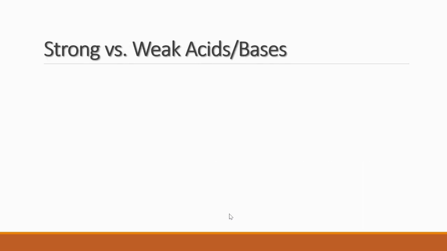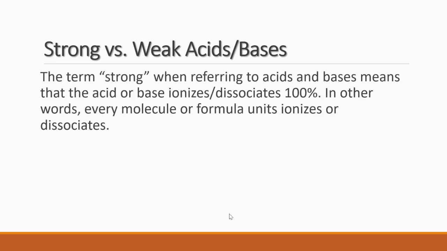So our last concept in this slide presentation is strong versus weak acids and bases. Strong and weak have very definite meanings when it comes to acids and bases. And this word strong means that your acid or your base ionizes or dissociates 100%. In other words, it doesn't set up an equilibrium. Every single molecule of reactant becomes product.